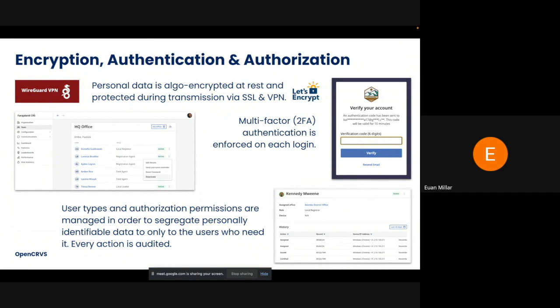As I said, user types and authorization permissions are managed, and these are managed by the National System Admin through the team user interface. And users can be deactivated. They can have their permissions changed, and immediately you can segregate the user interface and personally identifiable data to only the users who need it at any given time. Therefore, you can control onboarding and offboarding of staff in a secure way.